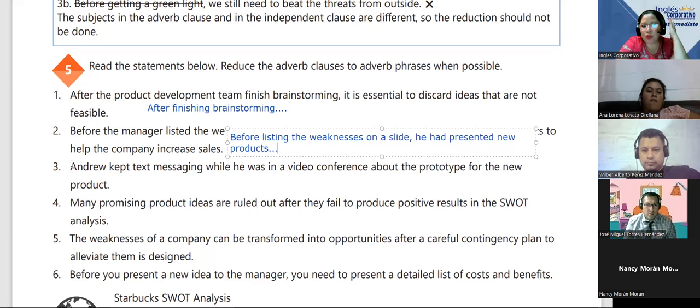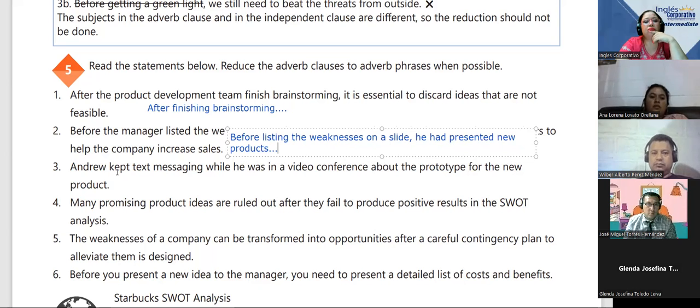The next one says, Andrew kept text messaging while he was in a video conference about the prototype for the new product. Ok, definamos. ¿Cuál es la cláusula acá? De adverbio. While he was. Y en la primera, que es la independiente, Andrew kept text messaging. Ajá, esa es la independiente. Entonces, ¿quién es el sujeto? Who is the subject? Andrew. Is the same subject in the adverbial clause? Yes, it is, right?